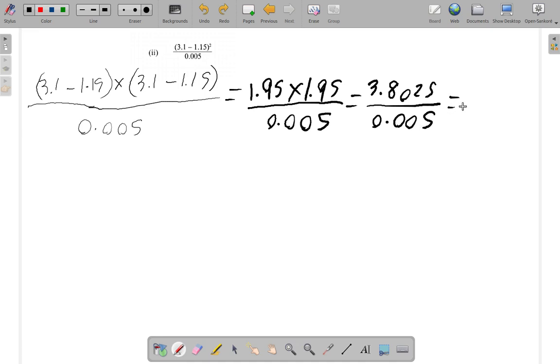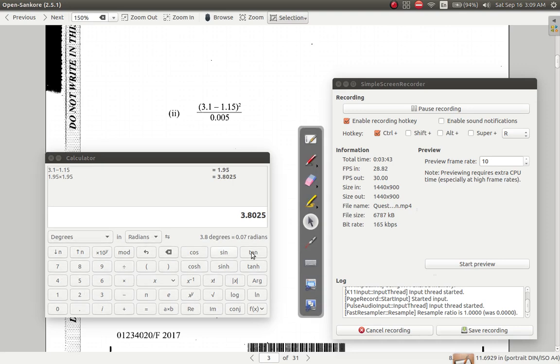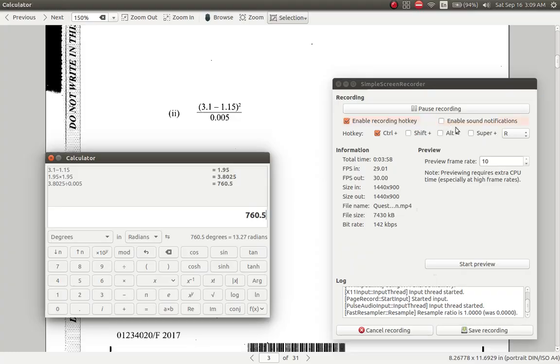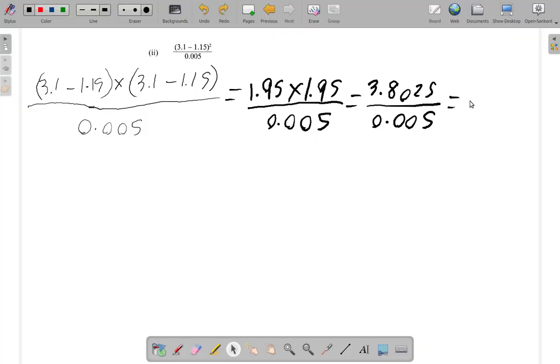Okay, so let's see what's going to happen after that. What we have will be divided by 0.005. So let's see. This divided by 0.005, answer 760.5. So that is, we have 760.5. Okay, good.